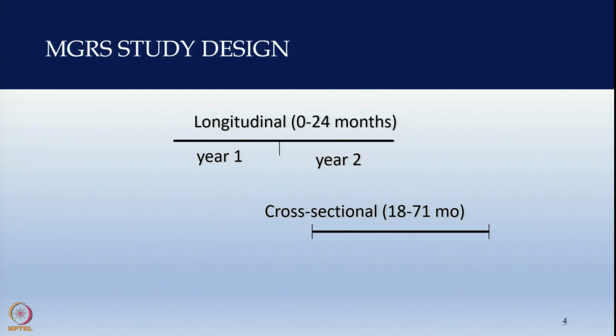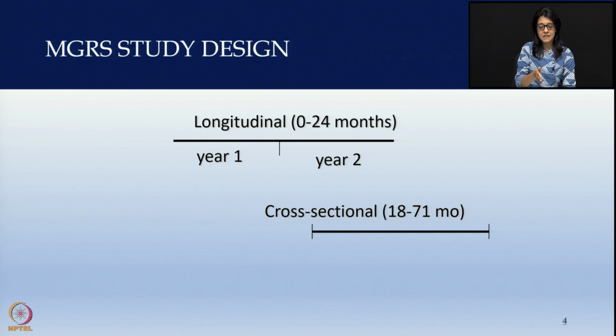Longitudinal data was taken for 0 to 24 months of age. Longitudinal means they monitored these children on a regular basis, and they took the height and weight of these children from birth till 2 years of age. The same children were followed up to 2 years of age, and for children from 18 months onwards they took cross sectional data.